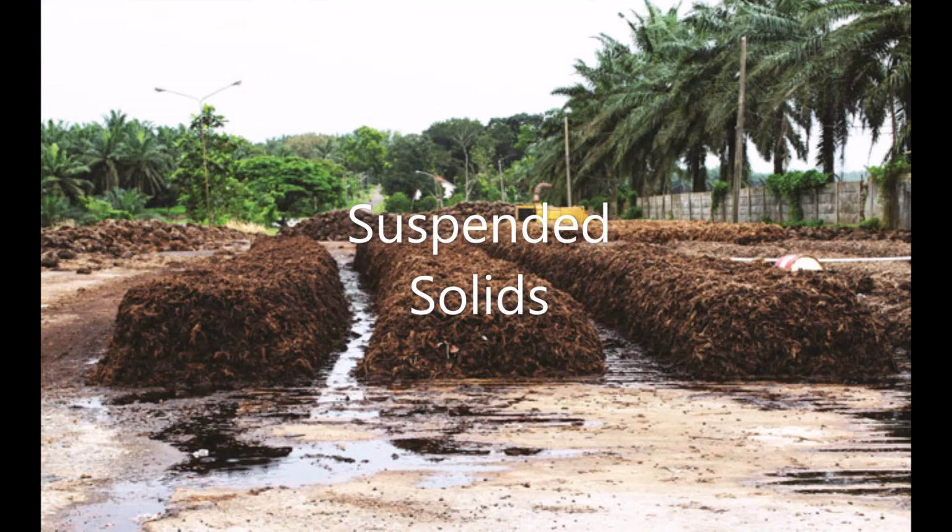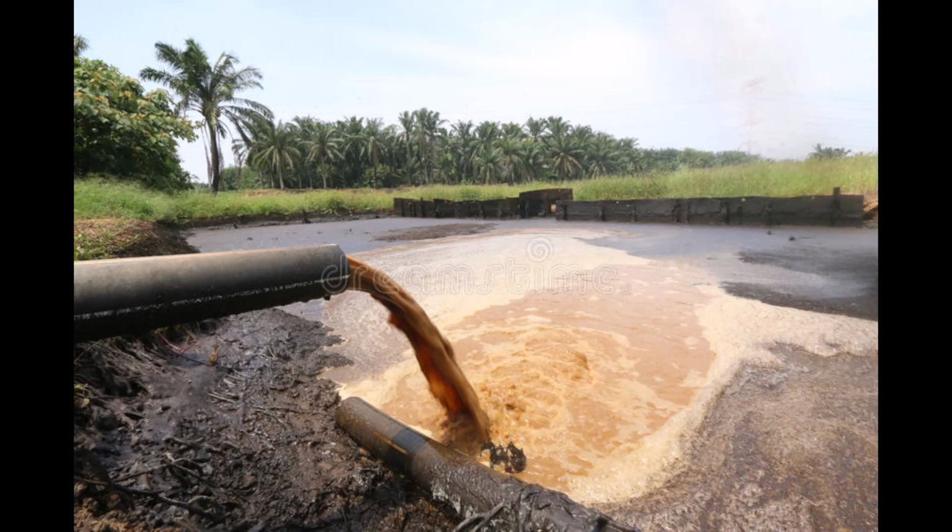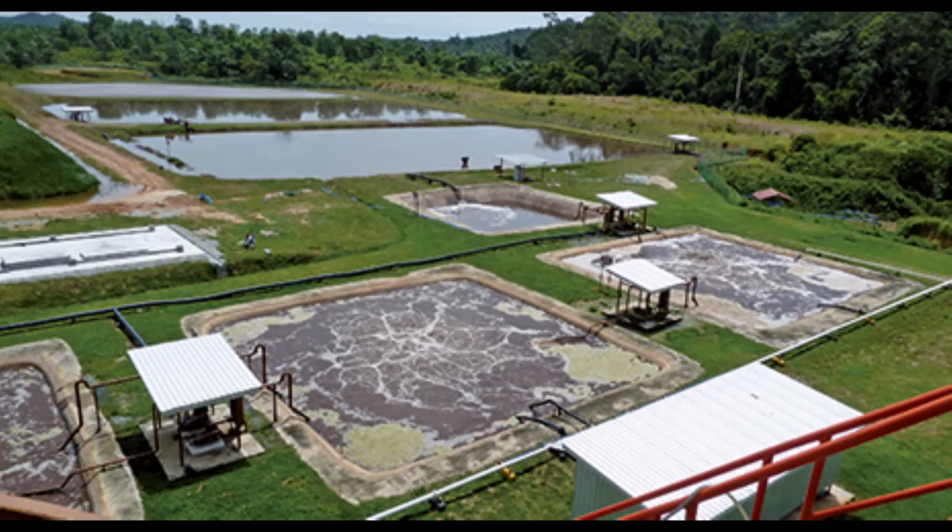Second, suspended solids. The processing of palm oil isn't a clean break. Small, often microscopic, fragments from the fruit and other plant tissues linger in the wastewater. These suspended solids not only cloud the water, making it turbid, but also pose challenges for aquatic life if released untreated. They can settle on riverbeds, disturbing natural habitats and affecting the life cycles of many aquatic species.